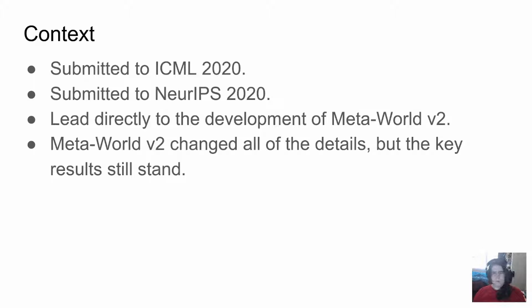This paper came out of work that was done in late 2019, and then it was written in early 2020. We submitted it to ICML 2020 and also NeurIPS 2020, where it was rejected in both cases. But the results of this paper led directly to the development of a second version of MetaWorld, where we overhauled a large portion of MetaWorld's design and internals. And that really changed all the details in terms of the experimental results of this paper, but the key results from those experiments still basically hold up, and I'll get into later why I think that is the case.